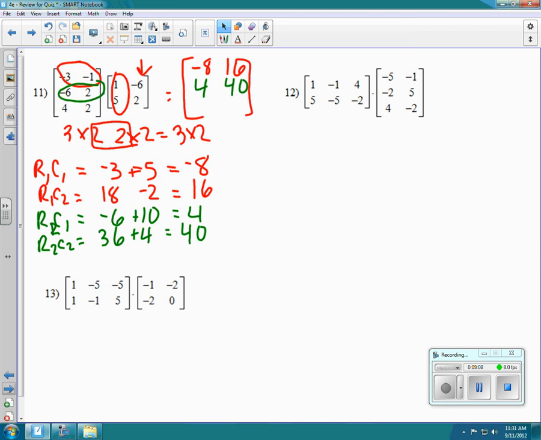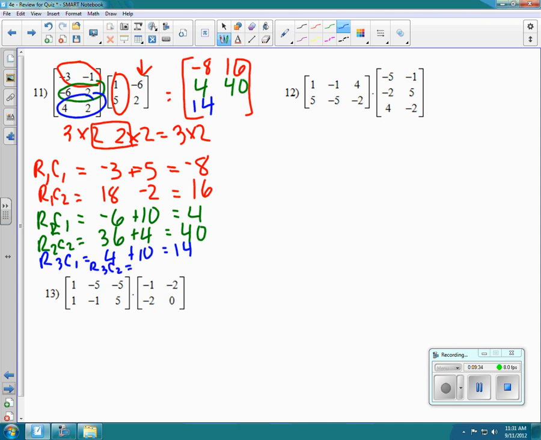Row 2, column 2. Last but not least, row 3, column 1. 4 times 1 is 4. And 2 times 5 is 10, which gives me 14 for row 3, column 1. And last but not least, row 3, column 2. 4 times negative 6 is negative 24. 2 times 2 is 4. And those turn into negative 20, which goes in that location.